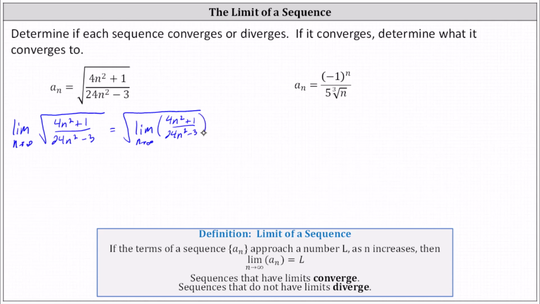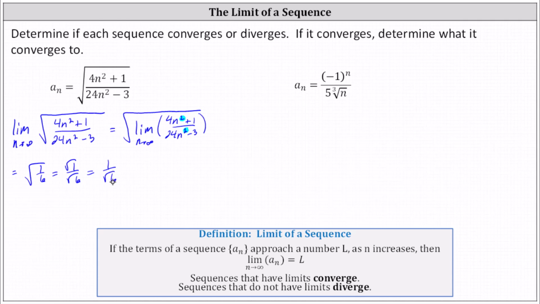And now to find the limit of the rational function, we'll use the shortcut by comparing the degrees. Notice the degree of the numerator and denominator are both 2. When the degrees are equal, the limit as n approaches infinity equals the ratio of the leading coefficients, which would be 4 divided by 24, which simplifies to 1/6. And therefore, the original limit is equal to the square root of 1/6, which equals square root 1 divided by square root 6, or 1 divided by square root 6.